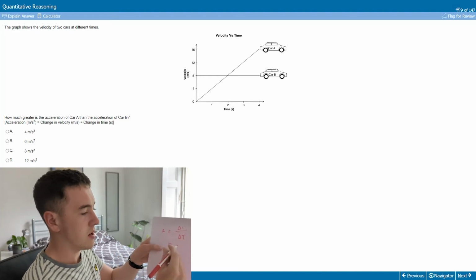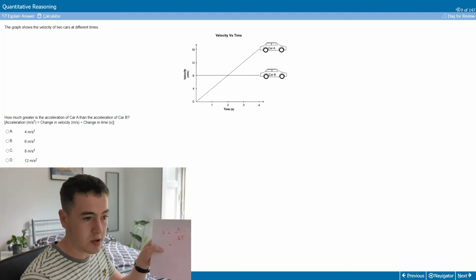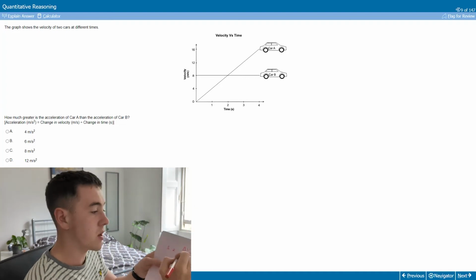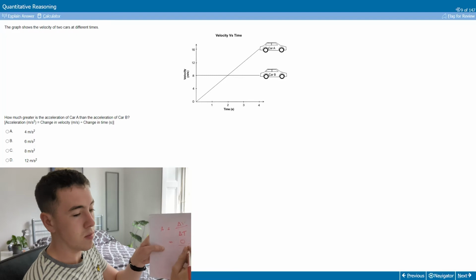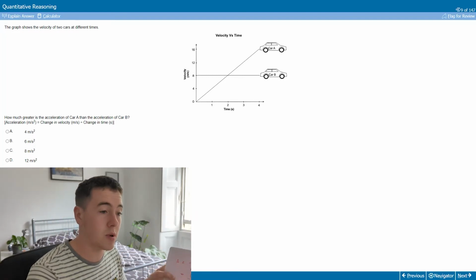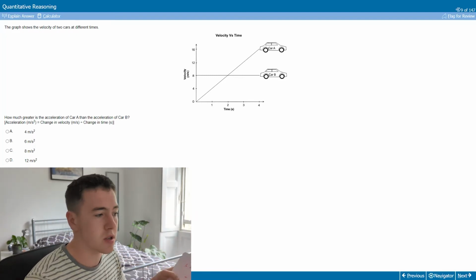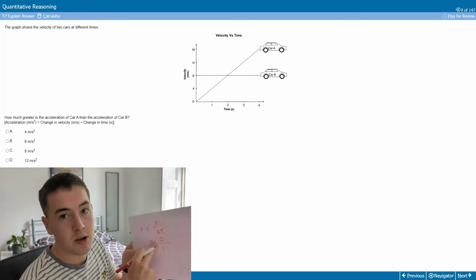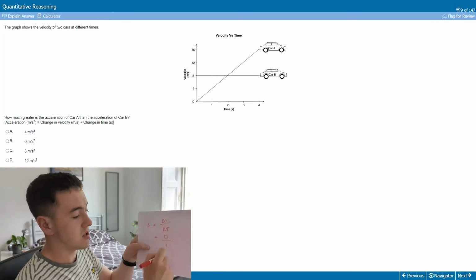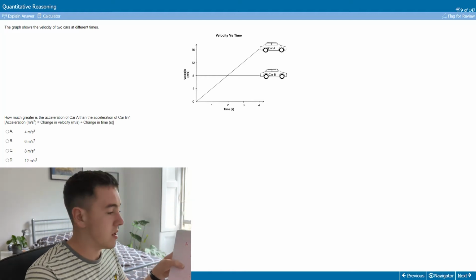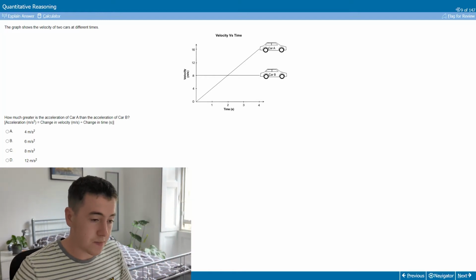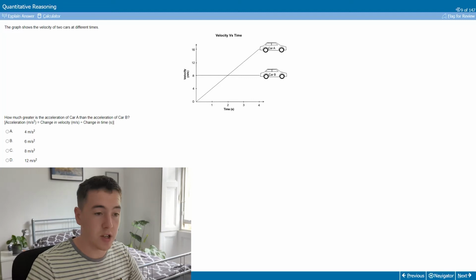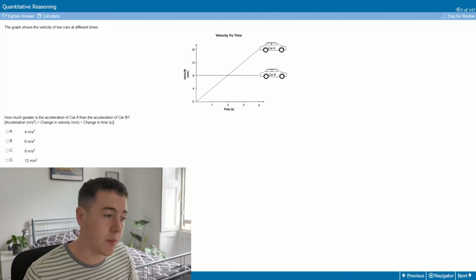With car B, we see that there's 0 change in velocity, so it stays at 8. So the change in velocity is going to be 0, obviously because it's remaining on 8. We don't write 8, it's a change, so it's just a 0. And the change in time is going to be 4 seconds. Anything with 0 in a division is just going to be 0. So we can assume straight away that whatever the change is in car A, that's going to be our answer.